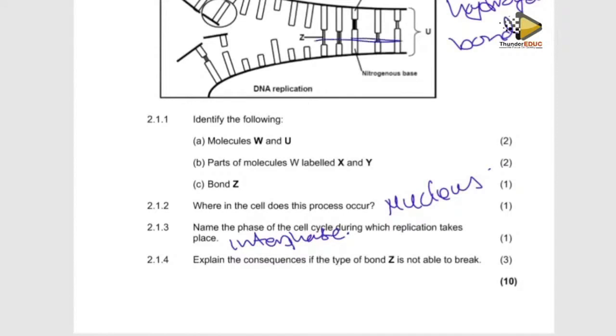Then explain the consequences if the type of bond Z is not able to break. What if these bonds don't break? Definitely, you won't have two strands. It means that there is no unzipping. Yes, there will be no unzipping. So if there is no unzipping, there will be no formation of new strands, and then there will be no DNA replication.